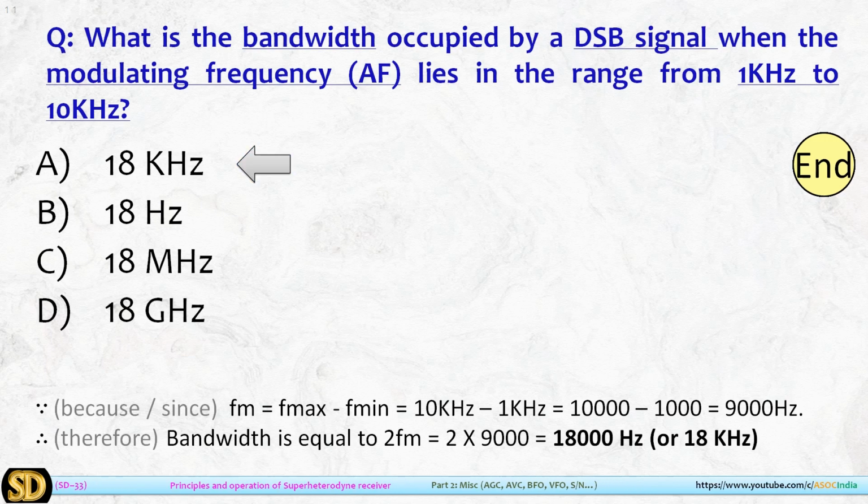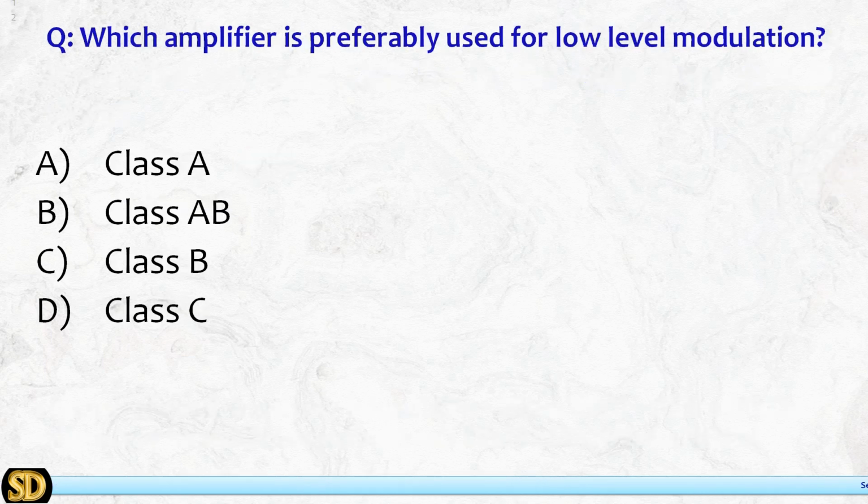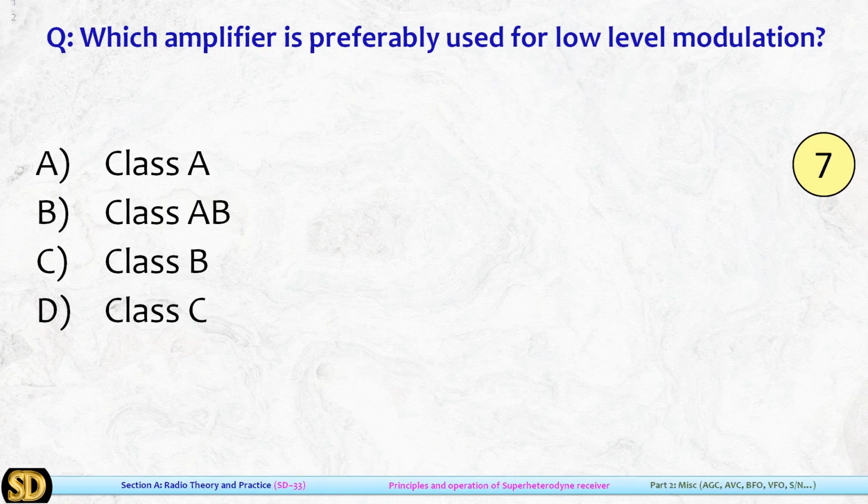Going next, be fast. Which amplifier is preferably used for low level modulation? Class A, AB, B, C. Time has started. Think seriously. Choose the right answer.